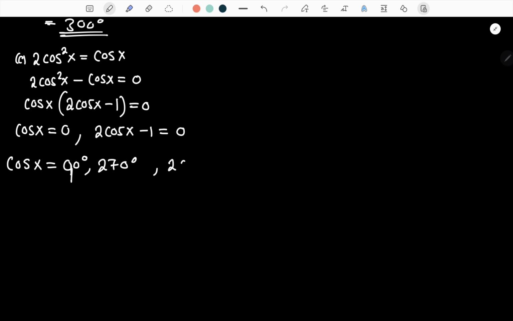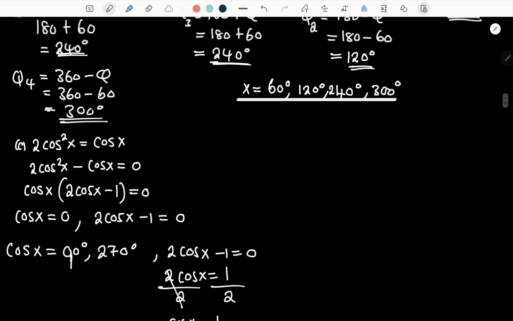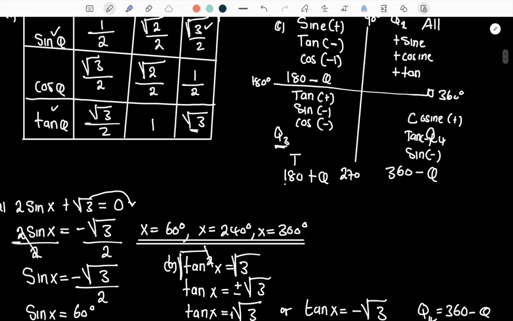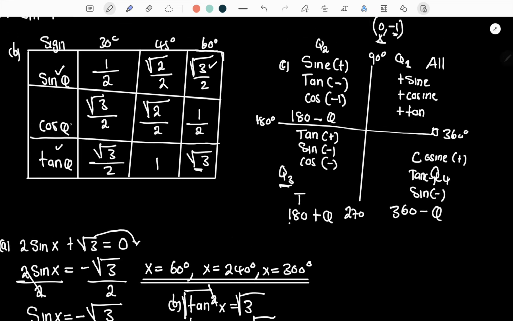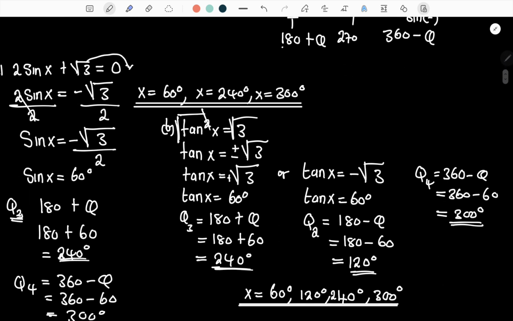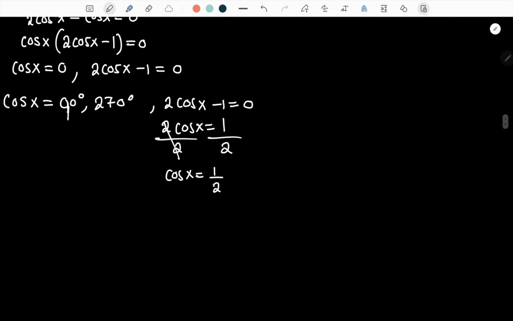Then we go to the other one. The other one is simply 2 cosine x minus 1 is equal to 0. Then this is going to be 2 cosine x is equal to 1. Then you say over 2, over 2. Then you discover that you're going to have cosine x is equal to 1 over 2. Now, which angle has cosine 1 over 2? So let's check. Cosine is here. Then you have 1 over 2 here. And the angle on top is simply 60 degrees. So cosine x of 1 over 2 is going to give you x equal to 60 degrees.